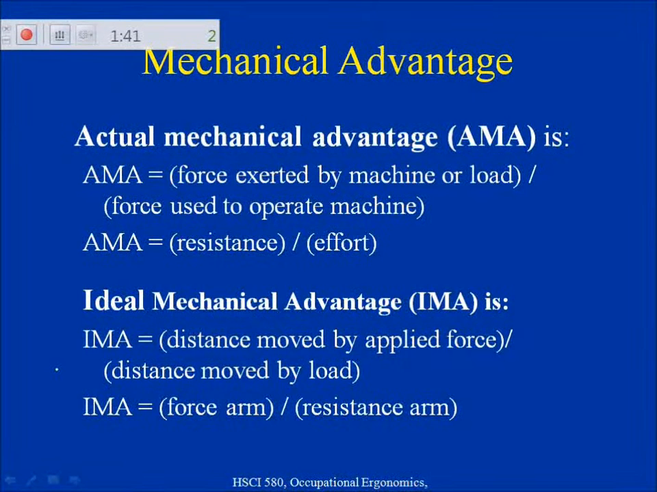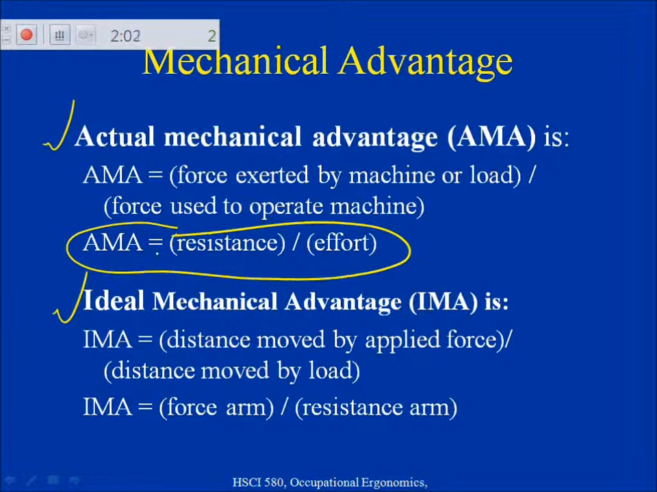So mechanical advantage, remember we talked about this. I told you I was going to come back to this whole business, mechanical advantage. We have actual and ideal. It's important to know the distinction with these. Actual mechanical advantage then is force exerted by a machine or load over the force used to operate the particular machine. So that's your resistance over the effort.